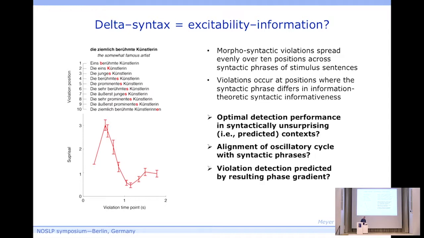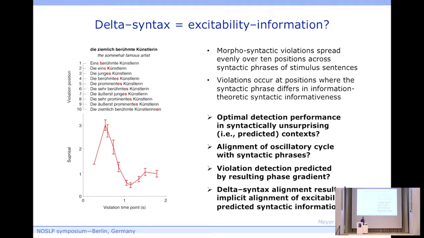And then it becomes interesting, because I think violation detection should be predicted by the phase gradient that is resulting from the alignment between the delta band oscillation and the syntactic phrase. And this would point to the idea that the delta syntax alignment results in an implicit alignment of neural excitability to predicted or uninformative syntactic information.